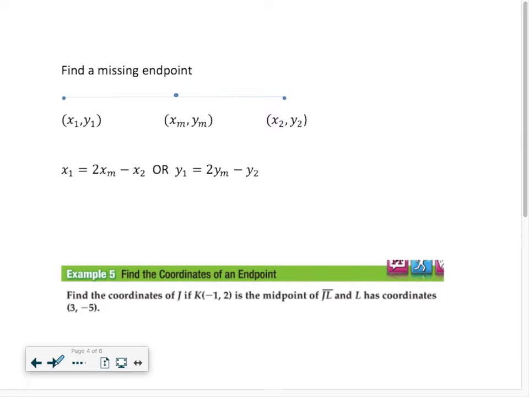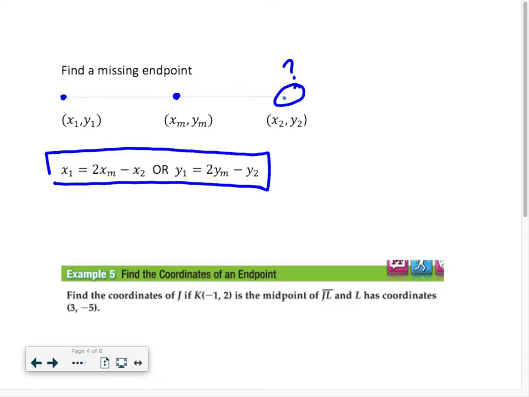So our next example is find a missing endpoint. This is an interesting type of problem, where you will be given one endpoint, and you'll be given the midpoint, and you're going to be looking for the other endpoint, or vice versa. It really doesn't matter which endpoint you're given. They kind of set up the same way. So you can use these formulas. Personally, I just prefer to set it up, and I'll show you how it goes.